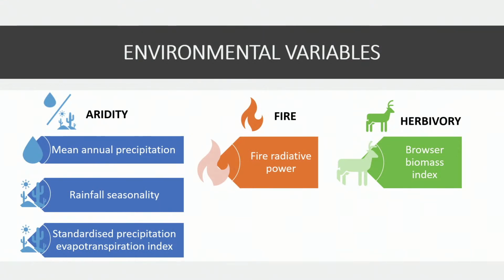Right, and then for each species, we extracted environmental conditions in which they occur. So we extracted locality records from GBIF for these species, and then we could get information about the conditions that each of our species grow in. And we had 3 measures of aridity, mean annual precipitation, rainfall seasonality, and a standardized precipitation evapotranspiration index, which is a measure of drought severeness. And we had fire radiative power to quantify fire effects. We did also want to look at fire return interval, but that was highly correlated with mean annual precipitation. And then finally, browser biomass index. We got that data from Gareth.